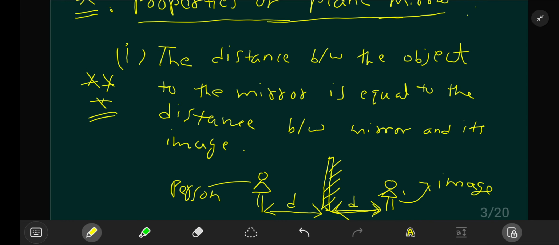When we stand in front of a plane mirror, the distance from the person to the mirror is equal to the distance from the mirror to the image. Both are equal distances.